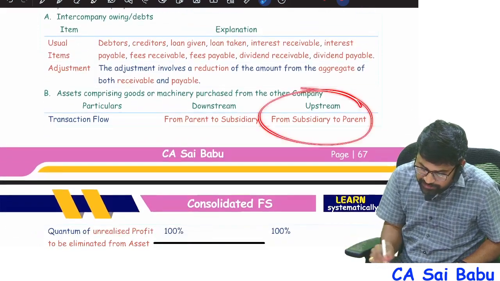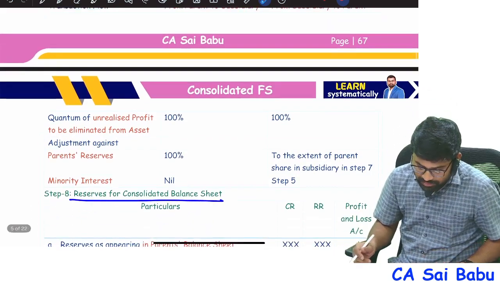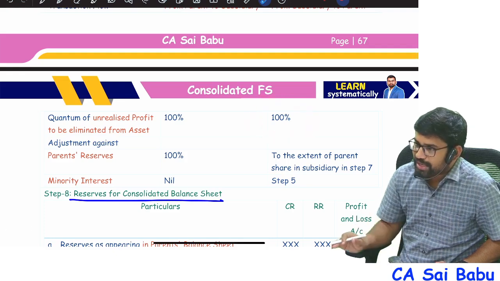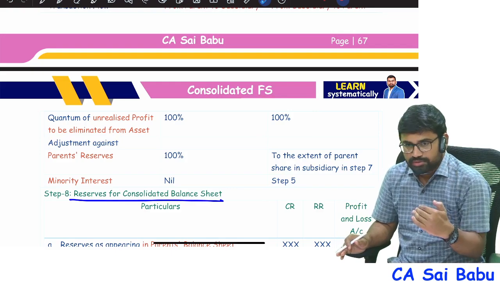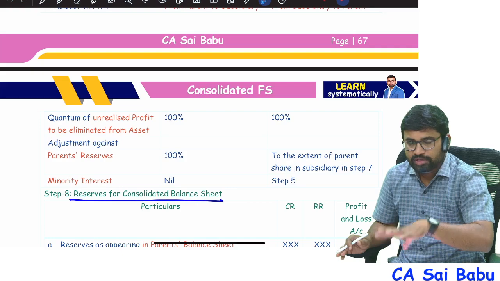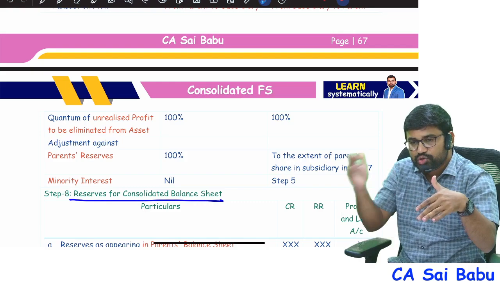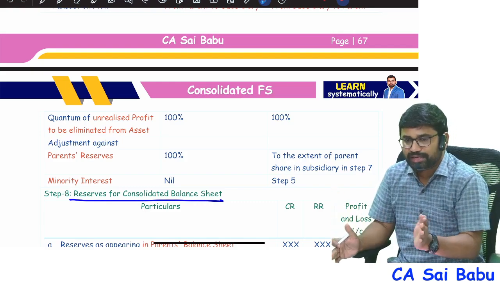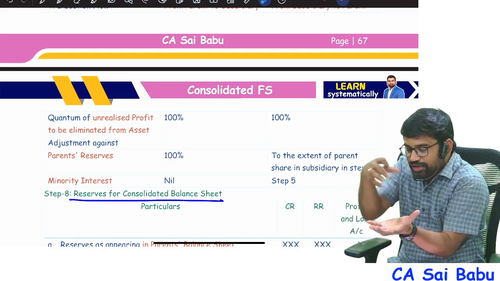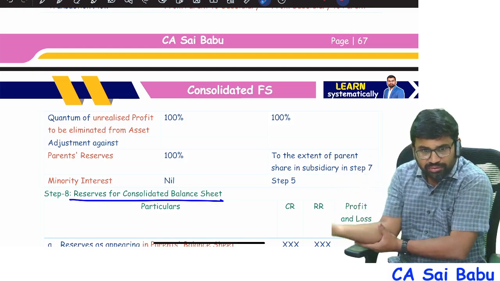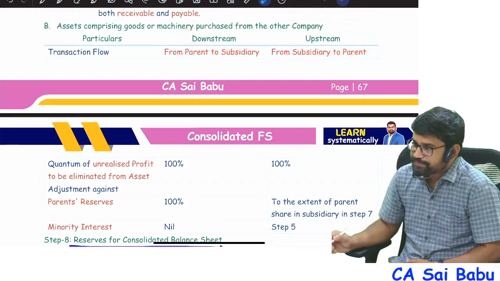And see if it is upstream. Upstream means subsidiary company sold goods to parent. From the inventory, the total unrealized profit will be eliminated. Always inventory will be brought to cost, whoever sold goods to whom. Because you are preparing consolidated financial statements from the group point of view. Whether parent sold goods to subsidiary or subsidiary sold to parent, it doesn't matter in respect of stock. It is the group asset, right? Therefore, whatever profit is in that inventory, you need to eliminate. That's why 100% profit is eliminated, whether downstream or upstream.